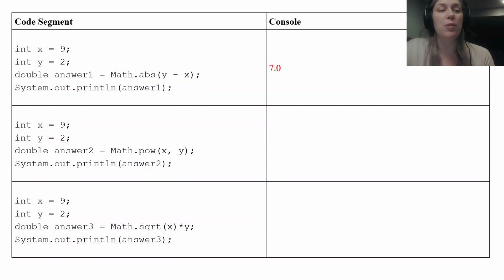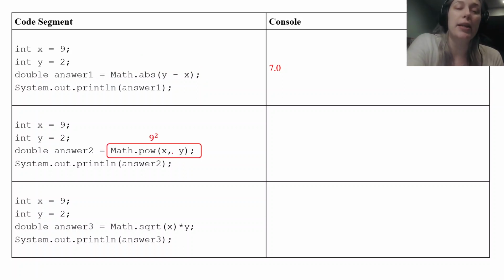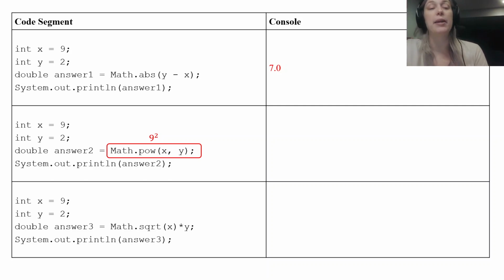The next one, x is 9, y is 2. If I do pow of x comma y, that's 9 to the second power. Even though, again, those are 2 integers, pow returns a double, stored in a double, it gets printed off as 81.0. 9 to the second is 81.